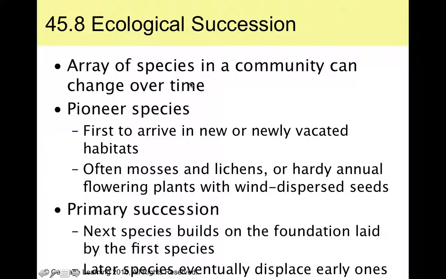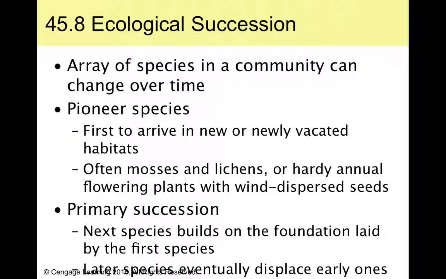So ecological succession occurs when a lot of different species in a community change over time. When you have something like a natural disaster, like a flood or a fire or a volcano, we need to have succession going on. The pioneer species are the first to arrive at newly vacated habitats. Most of the time they're lichens, because lichens don't need a lot. They can just grow on bare rock. But if there's enough water, moss can actually be the first to arrive. And after that, you get some hardy annual flowering plants that have wind-dispersed seeds.